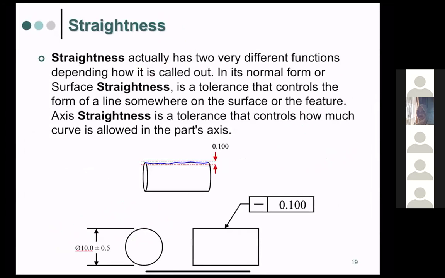Okay, so straightness usually has two different functions depending on how it's called. In normal form, it's called surface straightness. The tolerance that controls the surface straightness.